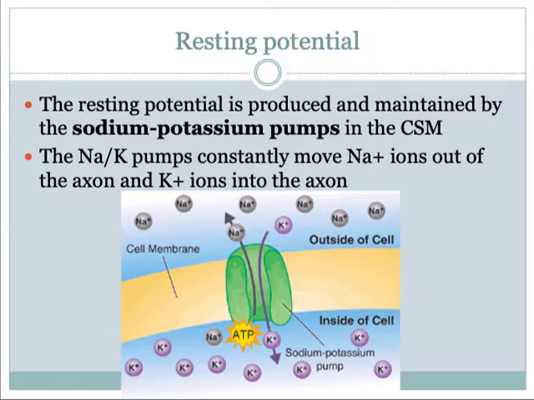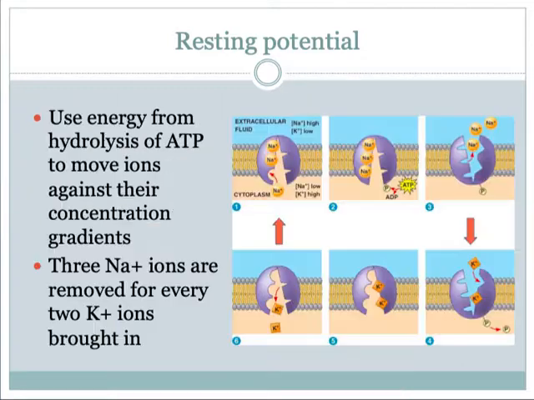The resting potential is produced and maintained by sodium-potassium pumps in the cell surface membrane. These constantly move sodium ions out of the axon and potassium ions into the axon. The sodium-potassium pumps are membrane proteins that use energy from the hydrolysis of ATP to move both of these ions against their concentration gradients. Three sodium ions are removed from the axon for every two potassium ions brought in.